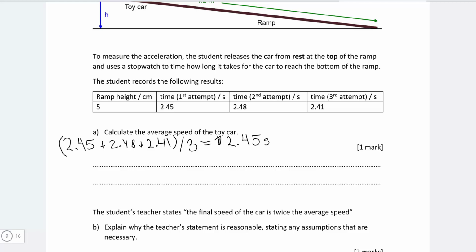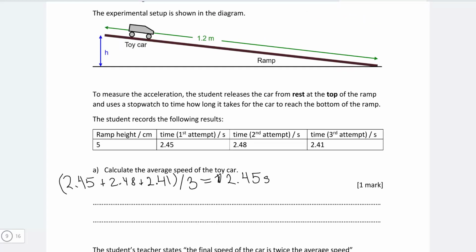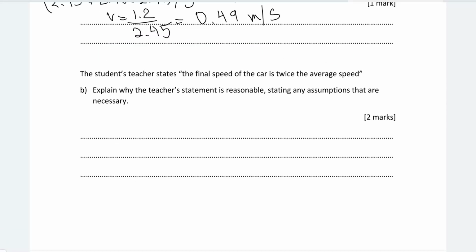Okay, this is the average time though. To calculate the average speed, I'm going to need to divide the distance traveled by that. So the average speed, I'm going to call that v, will just be equal to 1.2 divided by 2.45, which is equal to 0.49 meters per second. So part B, explain why the teacher's statement is reasonable, stating any assumptions that are necessary. And the assumption is that the final speed of the car is twice the average speed.